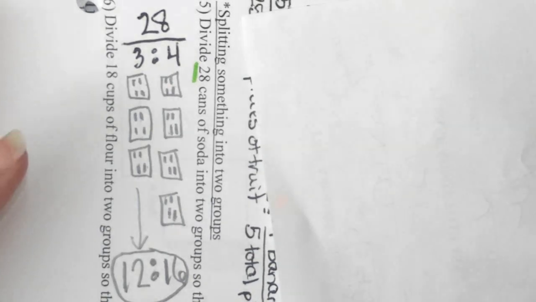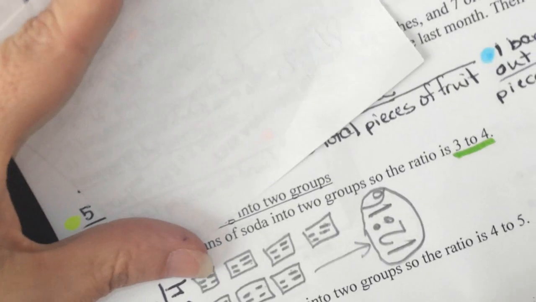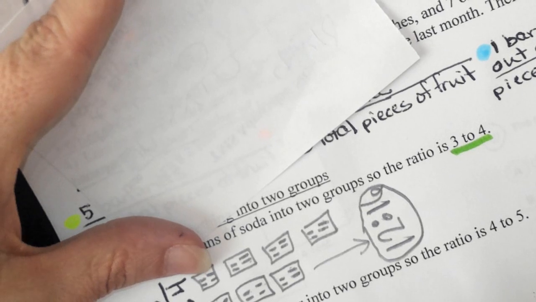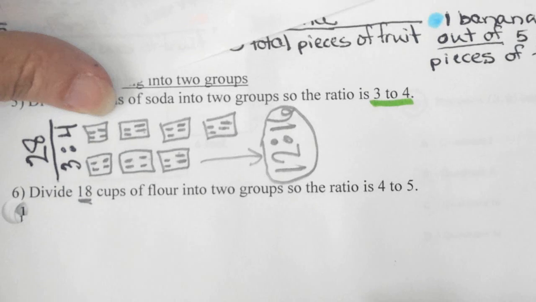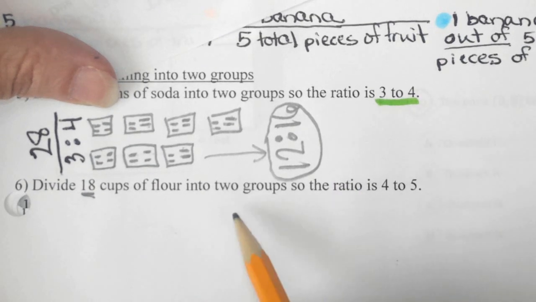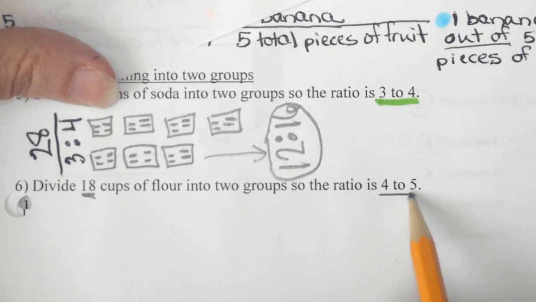Okay, so let's try the next one, now that you kind of have a pattern or a method. The next one says number 6, and I know I'm going to turn it for a second, but it says divide 18 cups of flour into 2 groups so that the ratio is 4 to 5.